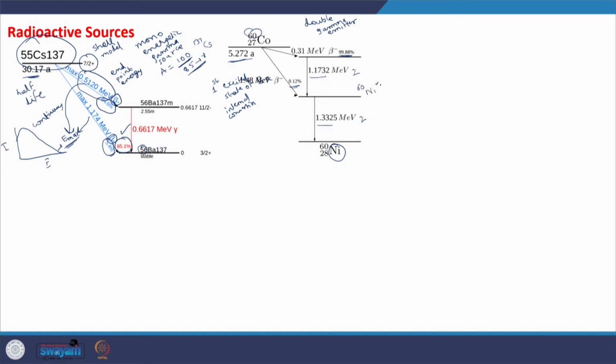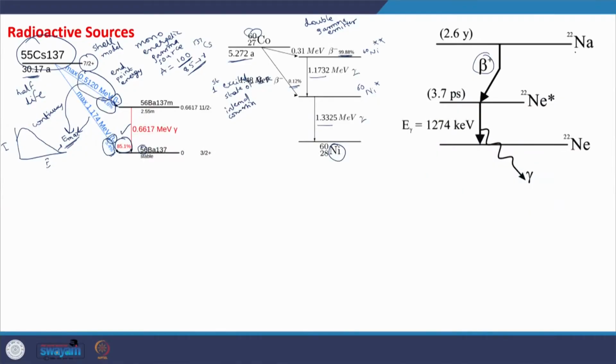Nickel 60 first excited state and nickel 60 second excited state. All right. So, one nucleus is giving two gamma rays of two different energies. Of course, they are closely separated from each other. So, this is one of the sources which can help us to test the ability of a detector in terms of resolution, that I will discuss in due course.